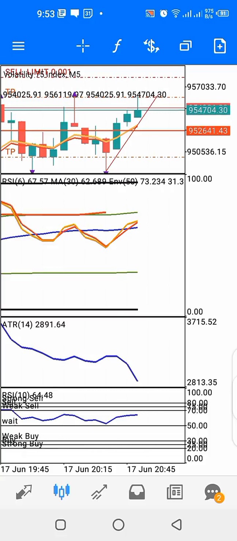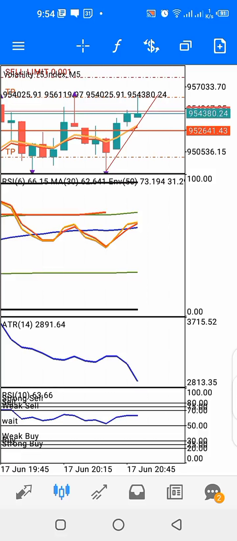Now, price is currently forming a wick, so we are having a bearish wick. So price may fall at this point. We are already having a bearish wick. If price falls below my trend line, I will enter a sell trade.